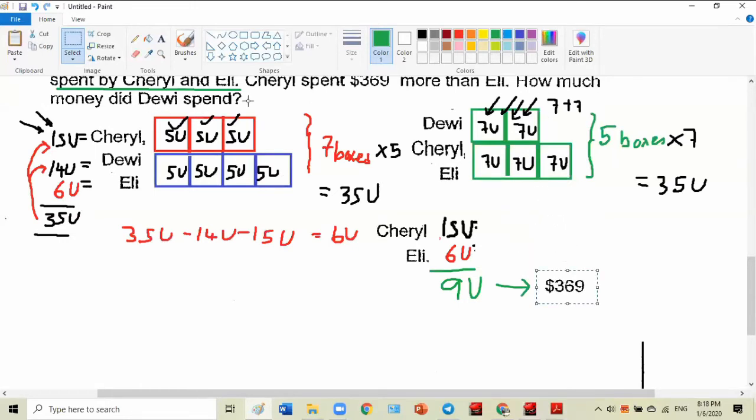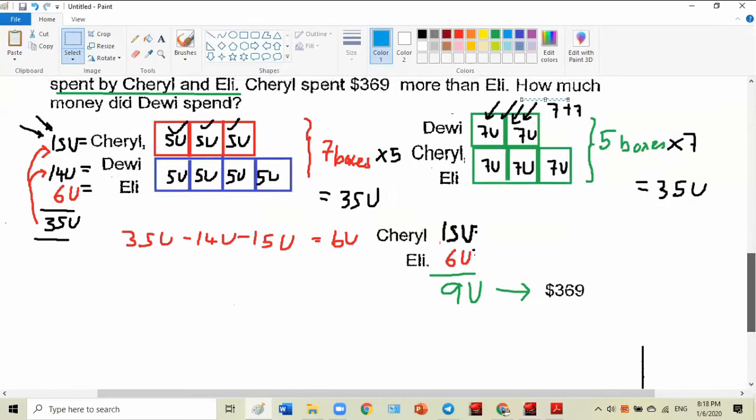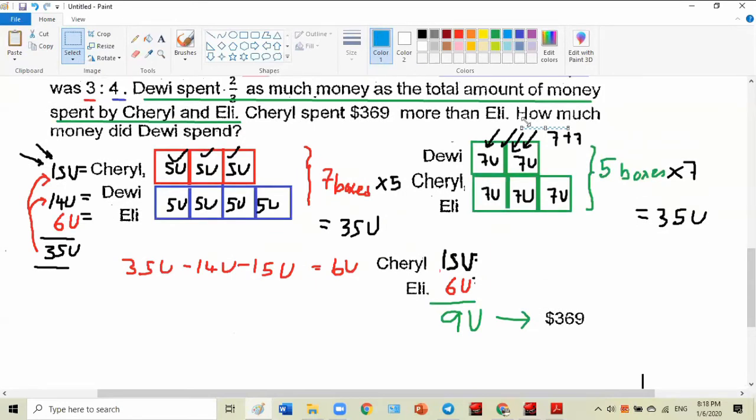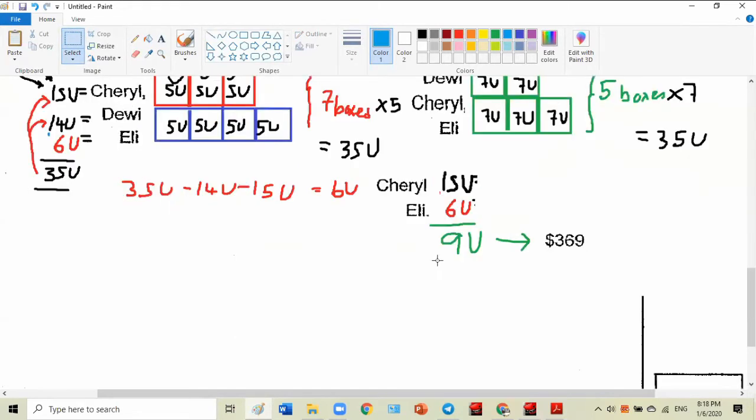How much money did Davy spend? Here is the question. Mr. Brian, stop reading already. I read. So how much money did Davy spend? Where's Davy? Davy is here, 14 units. Remember. So can you use my ABC? Can. So I just use 14 units for Davy here.